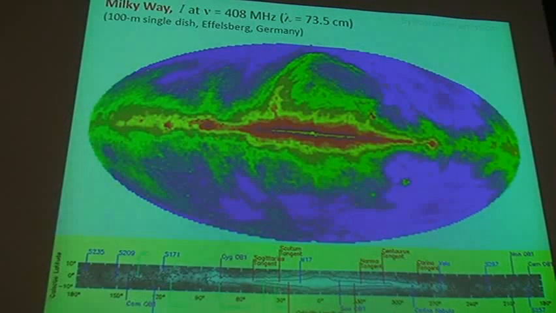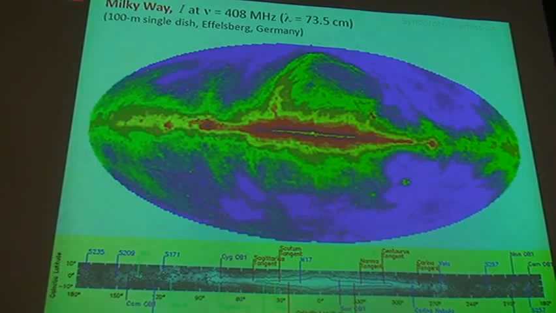This is typical data. This is the map of the Milky Way. What is shown is the total intensity of synchrotron emission at 73 centimeters. This is classical data. It's one of the best data of this sort. Relatively old, from 1978, I think. But still, in many respects, unsurpassed quality.